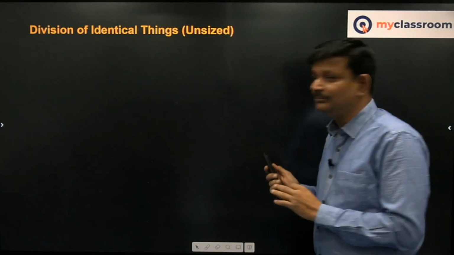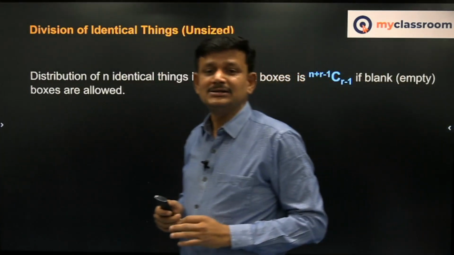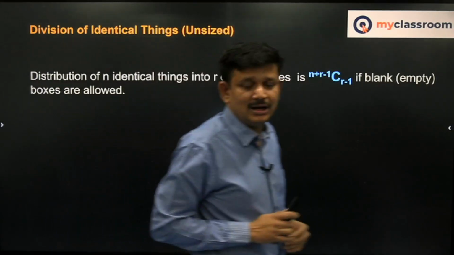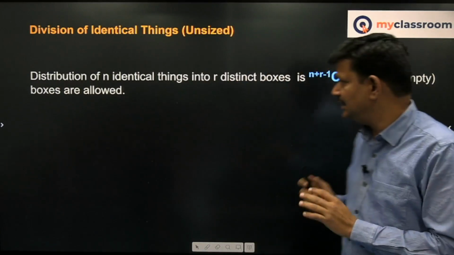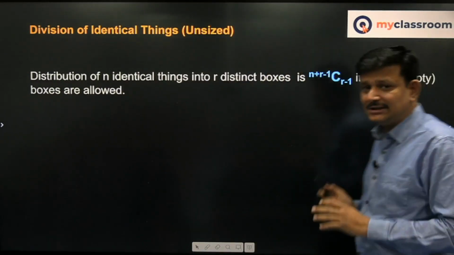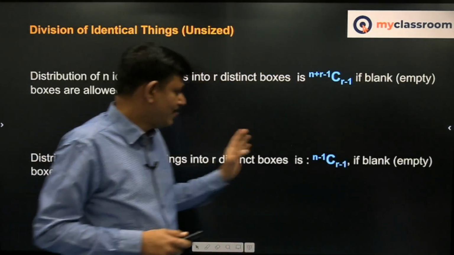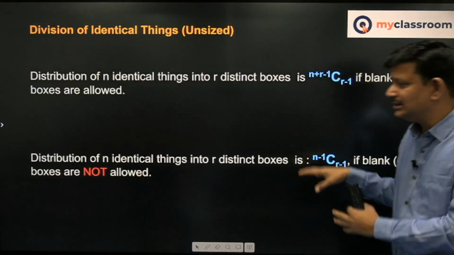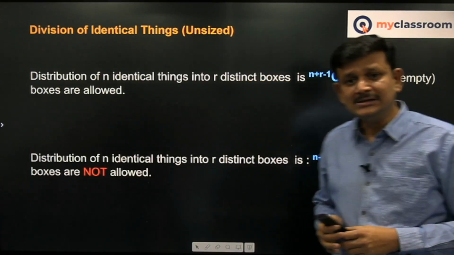What about when things are identical? When things are identical and unsized, simply this will be a result of the multinomial theorem. You can distribute n identical things into r distinct boxes in n plus r minus 1 c r minus 1 ways. So this result again we can discuss in detail in the multinomial theorem video, which will be following this. And if the empty boxes are not allowed, then you can distribute n identical things into r distinct boxes in n minus 1 c r minus 1 ways.